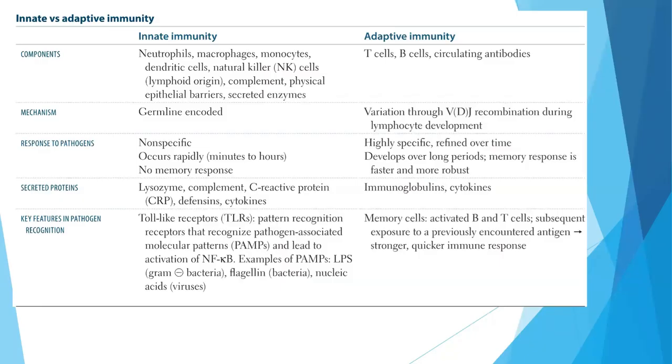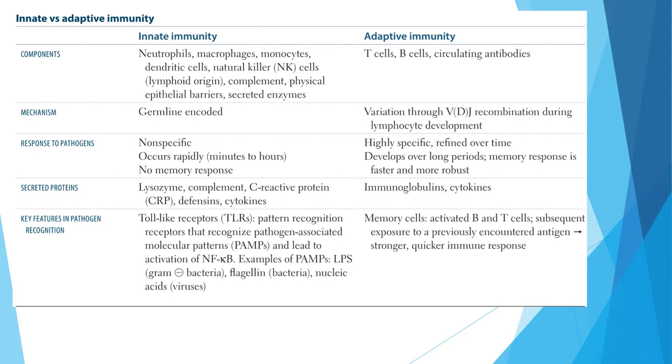Whenever we start studying immunology, the first concept we need to clear up is the difference between innate immunity and adaptive immunity. The innate immunity consists of neutrophils, macrophages, monocytes, dendritic cells, natural killer cells, the complement system, physical epithelial barriers, or secreted enzymes. The adaptive immunity consists of T cells, B cells, and circulating antibodies.